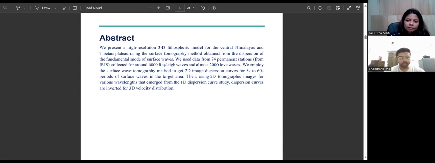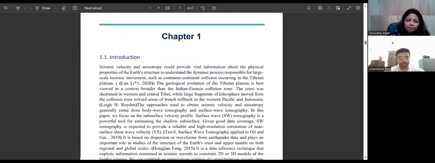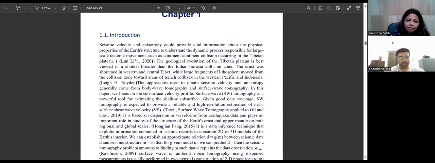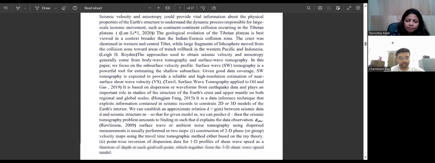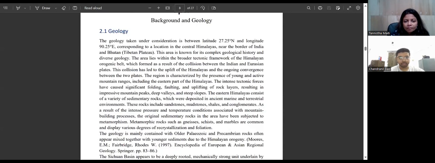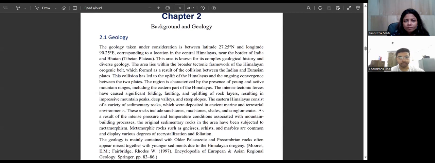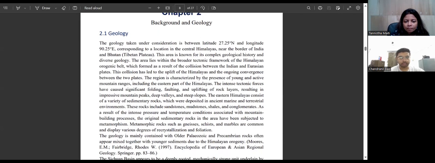Now, coming to the introduction, it's just a brief of the area, which I am not going to say anything in very detail. The geology is something that I want to talk a bit about. It is mainly located in the central Himalayas near the borders of India and Bhutan, precisely the Tibetan plateau. The main reason for taking this particular region was its complex geology, which obviously is a hotcake all the time.